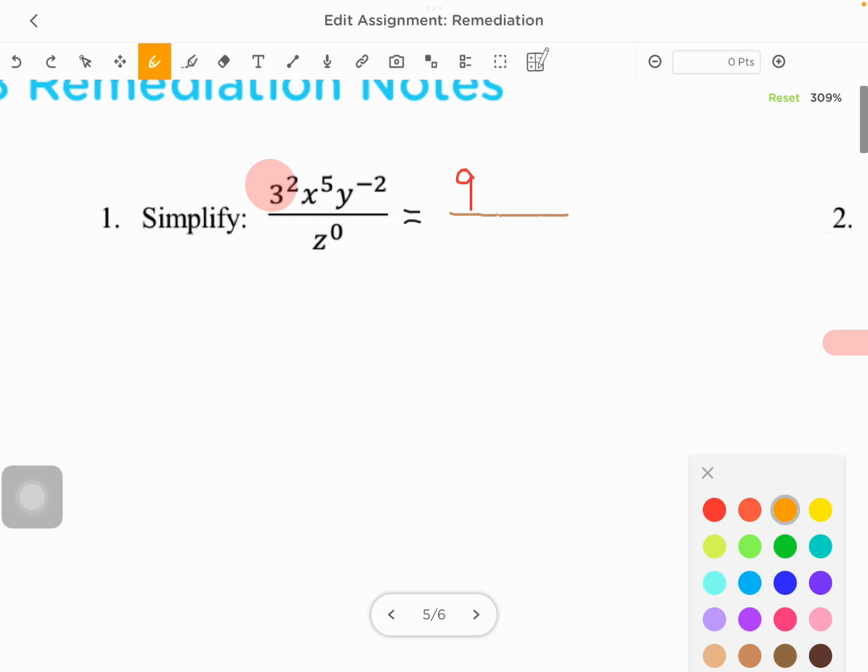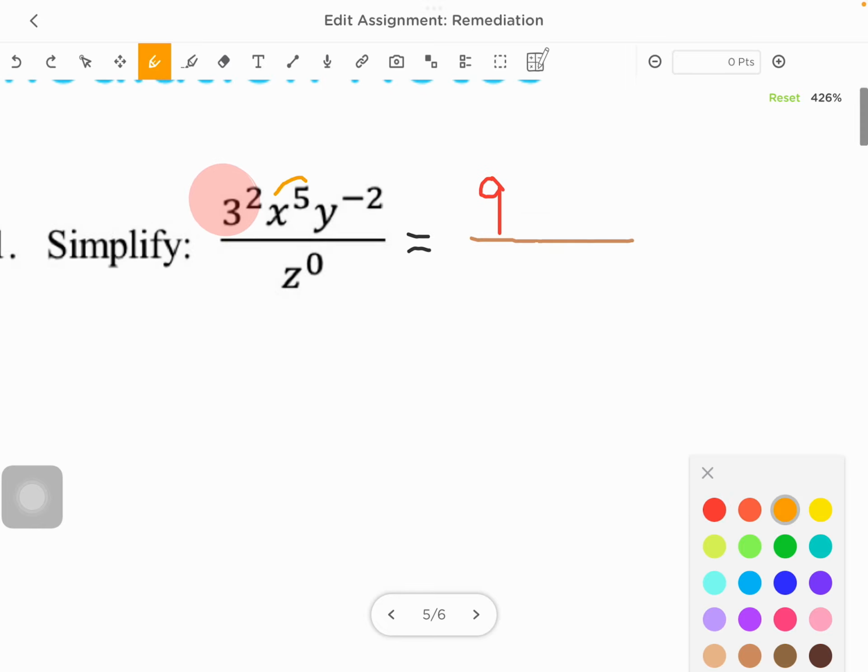Okay, the next thing I'm going to look at is these exponents right here. If it's a positive exponent, it's going to stay on that part of the fraction. That's why x to the 5 stays. If it's a negative exponent, then I like to talk about that as being an unhappy exponent. So it's going to move to the opposite part of the fraction as a positive exponent. And that's why that y to the 2 goes in the denominator.